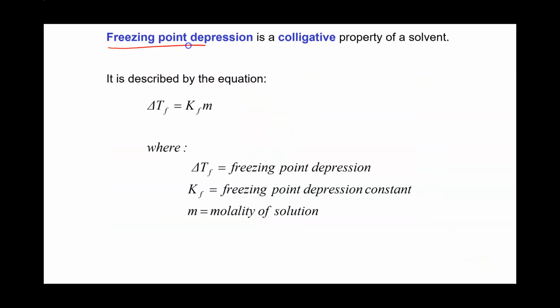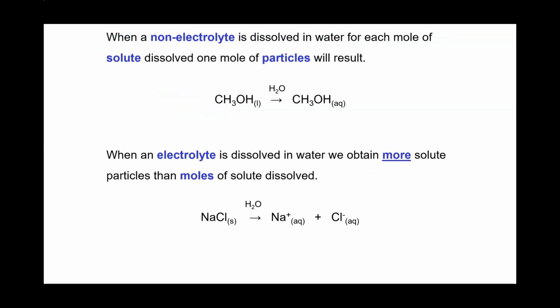So freezing point depression is a colligative property, and it's defined by an equation that's very similar to the boiling point elevation equation. The change in the freezing point is equal to the freezing point depression constant multiplied by the molality of our solution. We do have to recognize though that it's freezing point depression, right? So the freezing point is going to be going down, unlike the boiling point, which goes up.